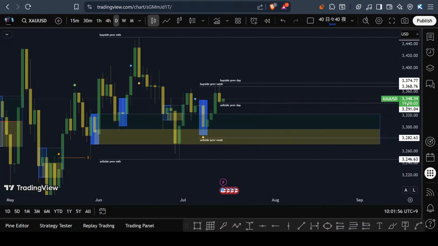But this is the session now. We are looking at gold. It's the only pair that I trade.